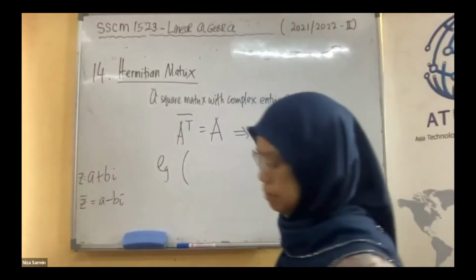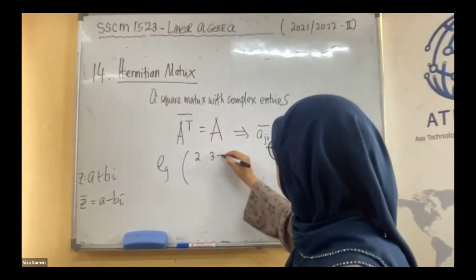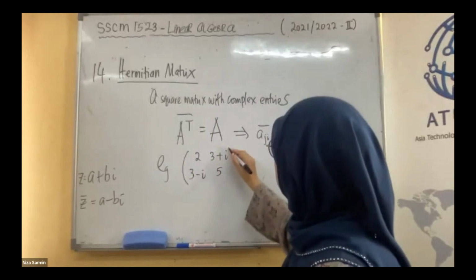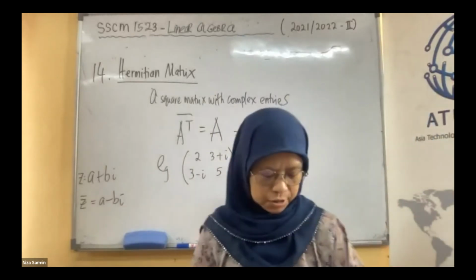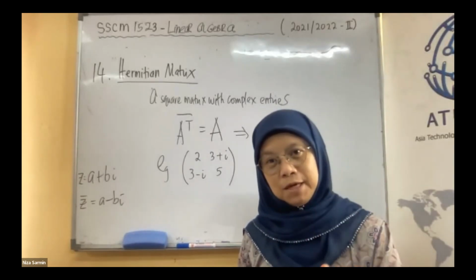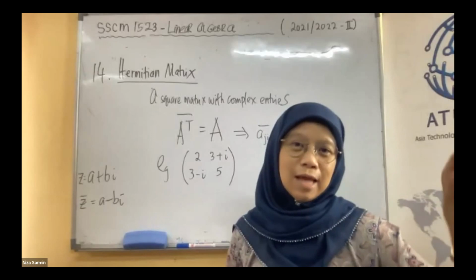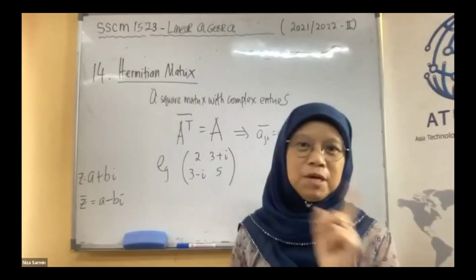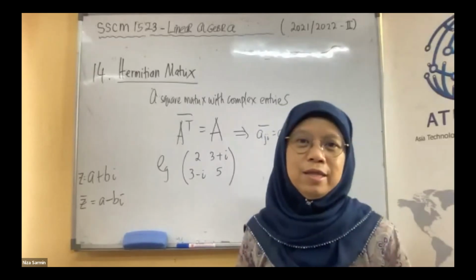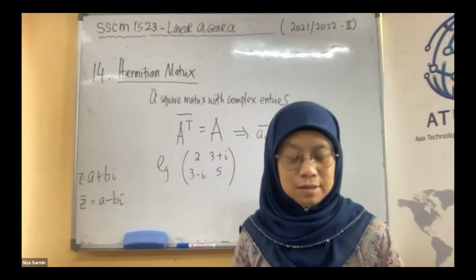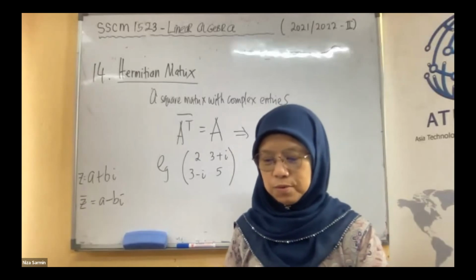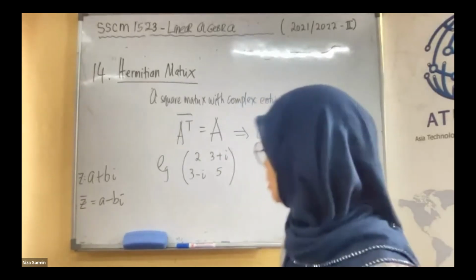So as an example, 2, 3 plus I, 3 minus I, 5. This is Hermitian, and you can determine what the diagonal has to be and what the mirror image has to be, similar to what we did before with the skew symmetric matrix, right? Still have two more, but that's okay, let's finish this.